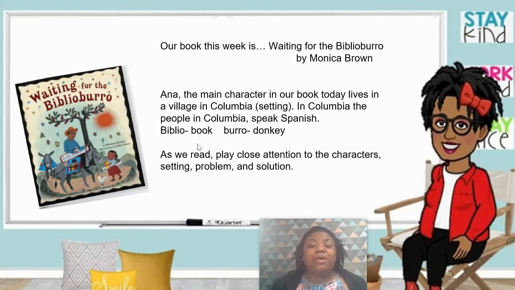And I've also told you part of the setting, the where the story takes place. Where is it? In a village in Colombia. And as you read, the book will be even more specific about where the story takes place. But in Colombia, the people there speak the language of Spanish. Remember, we talked about the word Spanish.